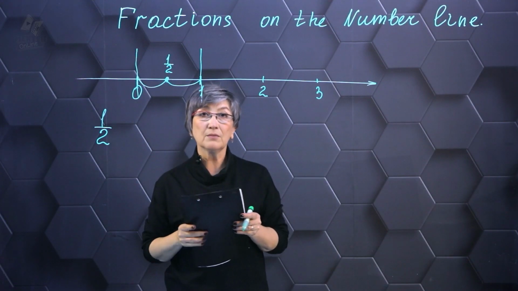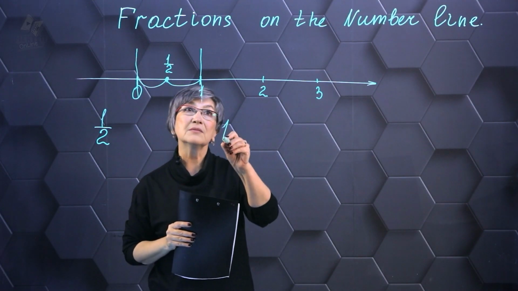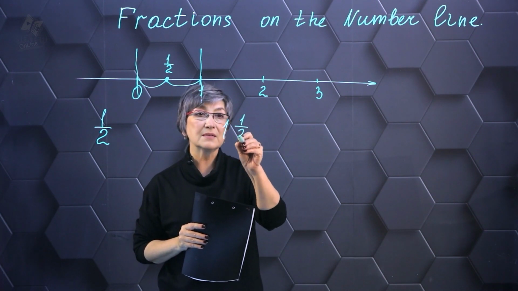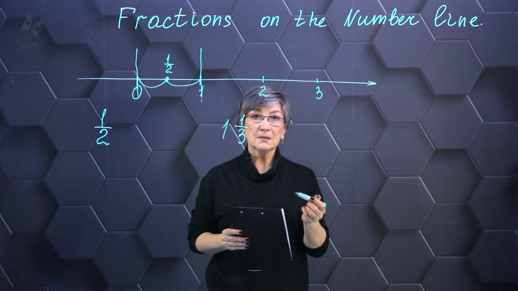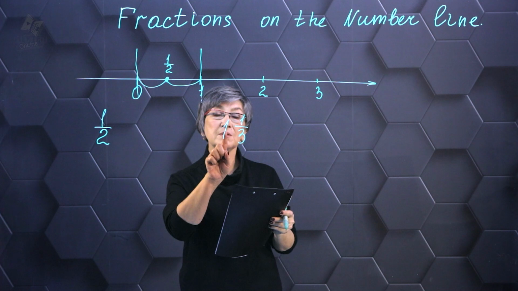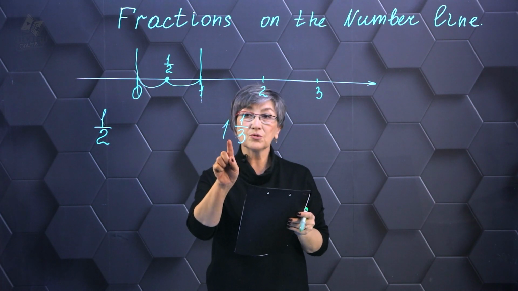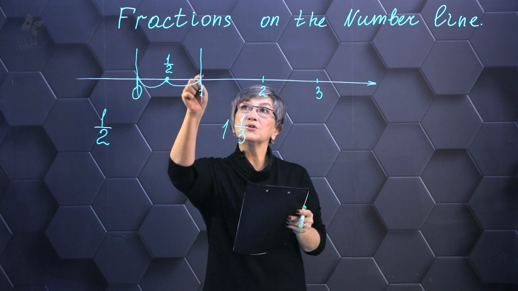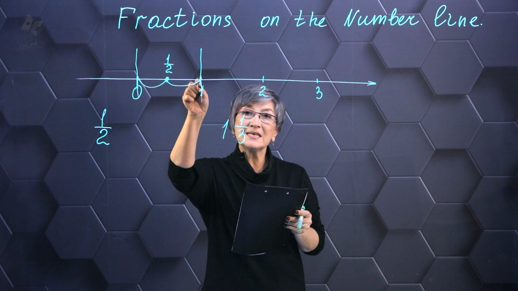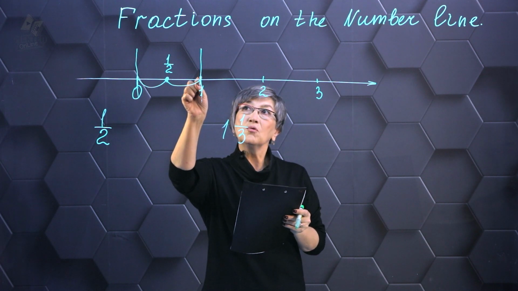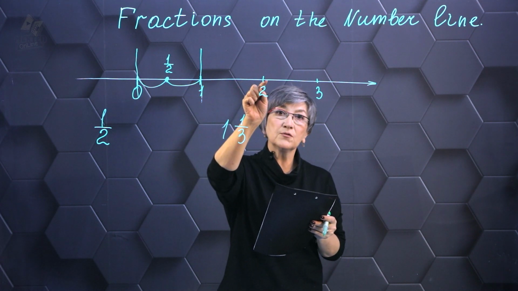Let's show another fractional number. I write down, it's 1 whole and 1/3. Step 1, I pay attention to the whole number. It's a 1. So I start my movement with 1, from 1 to 2, because I have 1 whole.